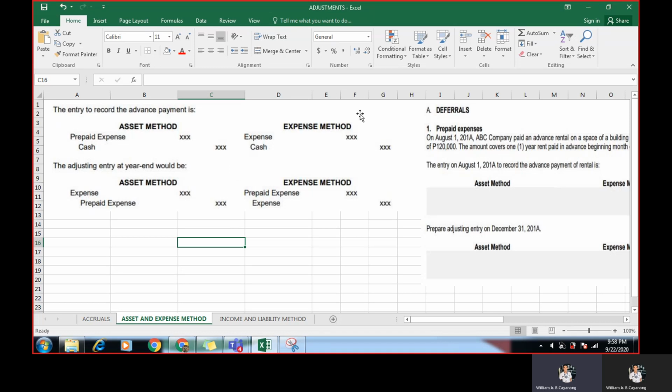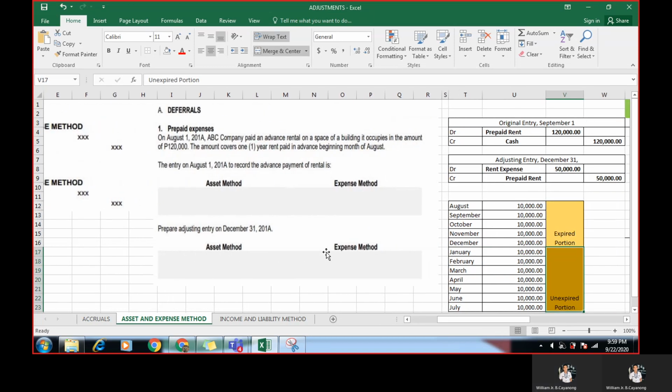When we are using the expense method, all the payment will be recognized as an expense. But at the end of the period, since not all of this will be incurred, it is not all expense, so we reduce it through recognition of an asset account. So there is a recognition of an asset account and then there is a decrease in expense because it was credited. To understand this further, let's have an example.